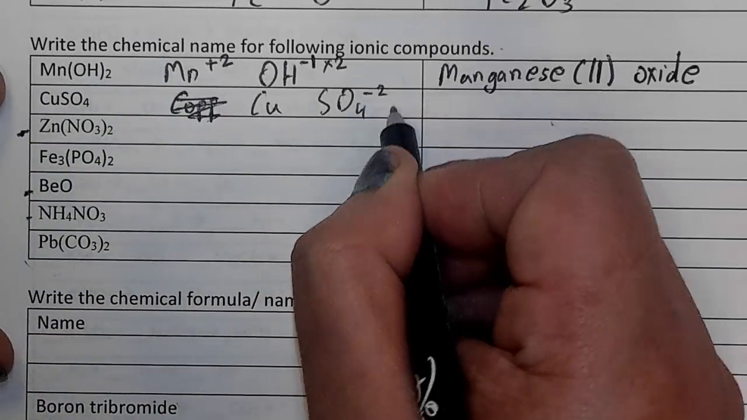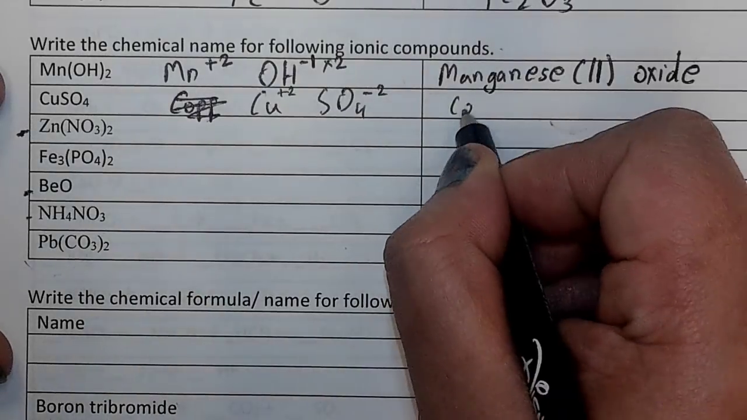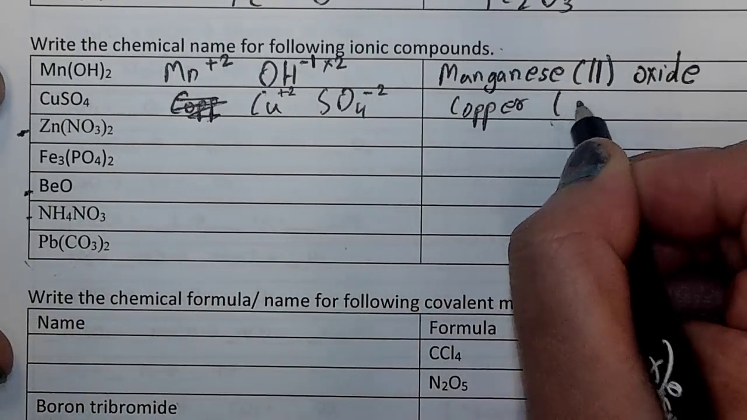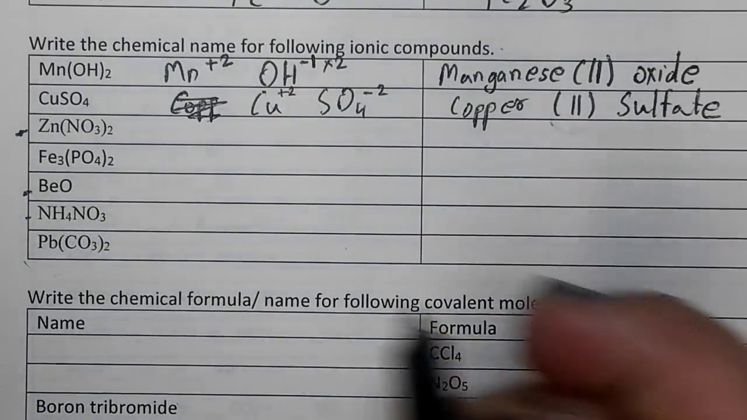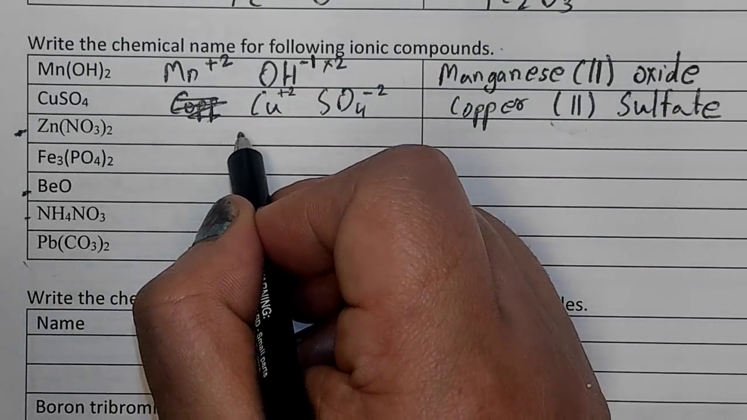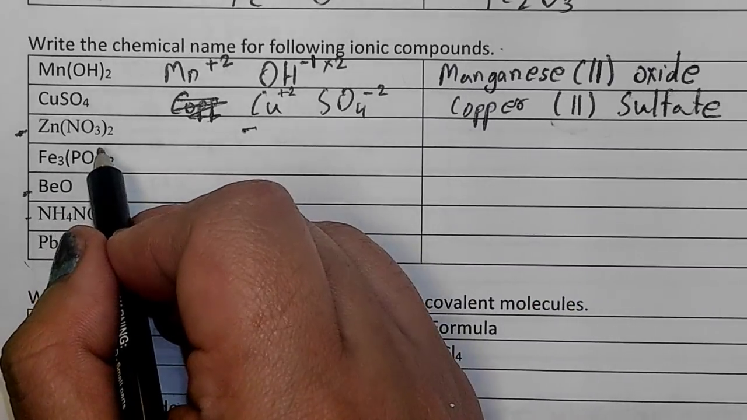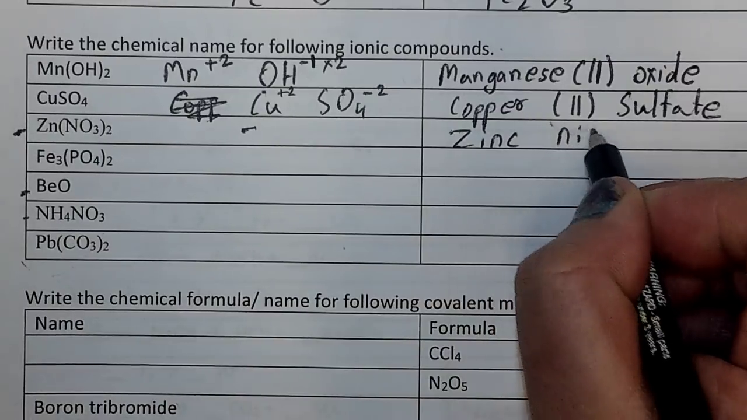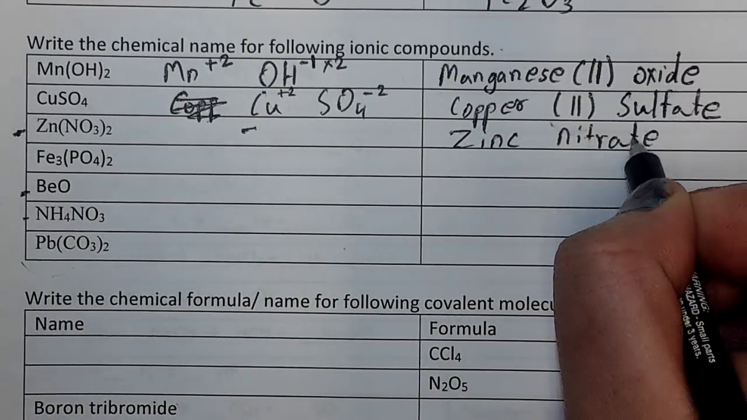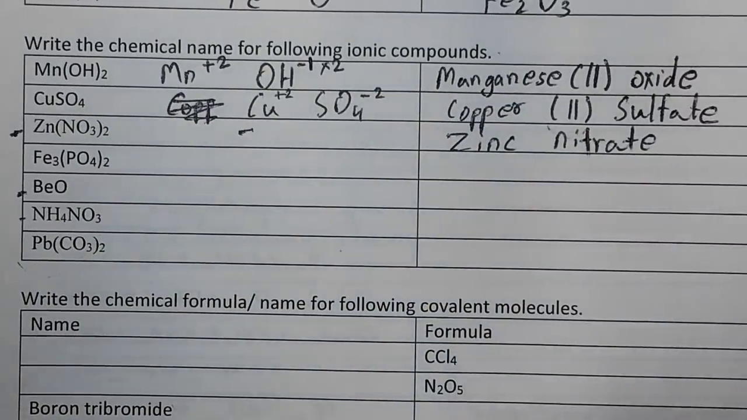SO4. Now we know SO4 is -2. That means Cu is +2. Okay, so therefore copper 2 sulfate. Okay, Zn, zinc. Again, this one we don't need to do the charges, so you can just write zinc nitrate. Okay, those are Ts, by the way.